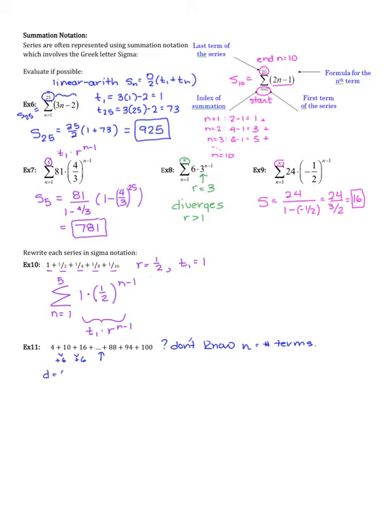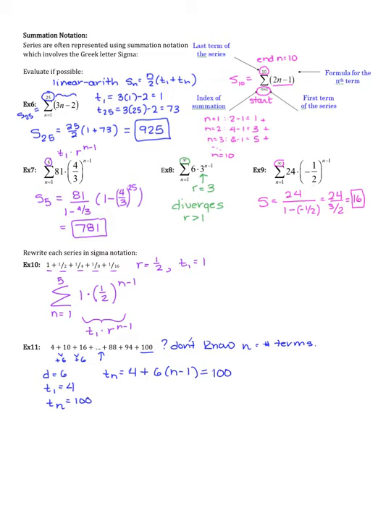Well, I know that d is positive 6. I know my t sub 1 is 4. In this case, I happen to know my t sub n, the last term, is going to be 100. So I'm going to use my sequence formula. t sub n is t sub 1 plus d times n minus 1, and I'm just going to set it equal to 100, right? Because we're trying to solve for n.